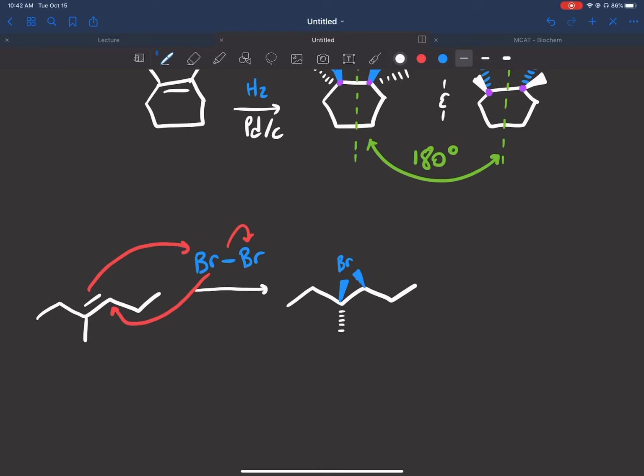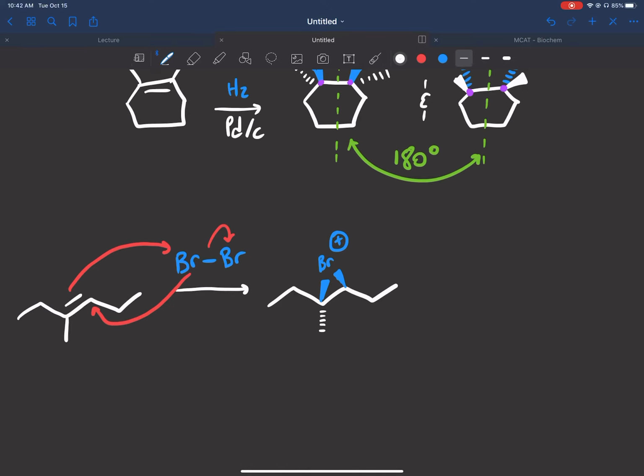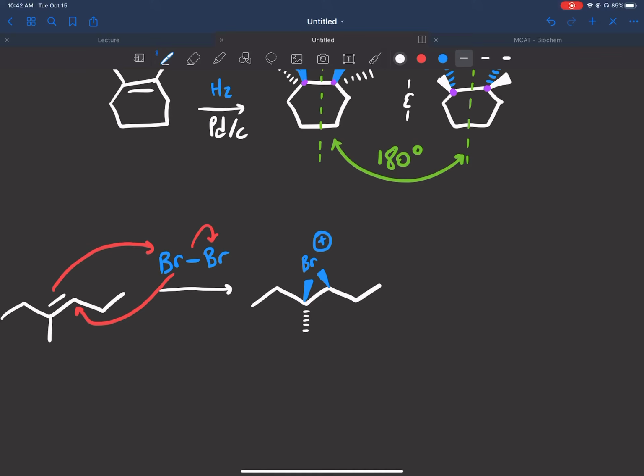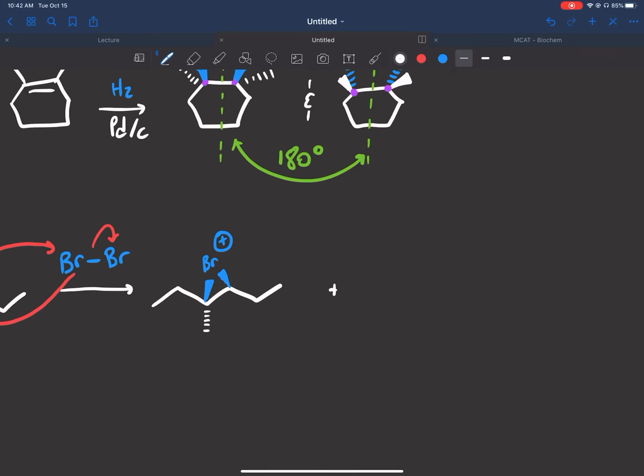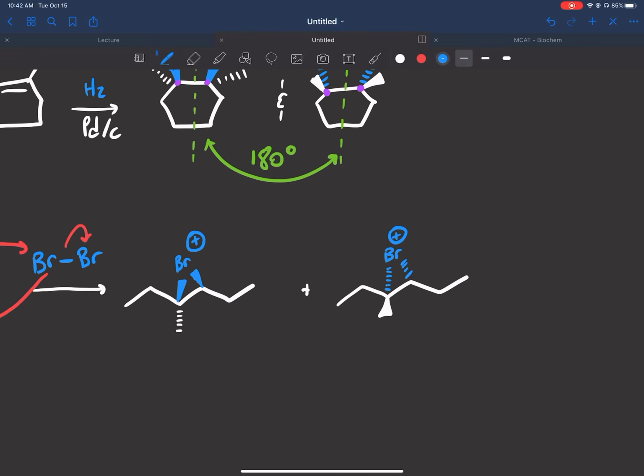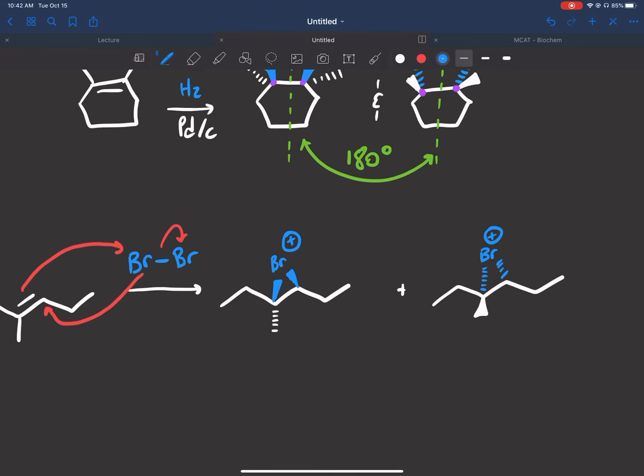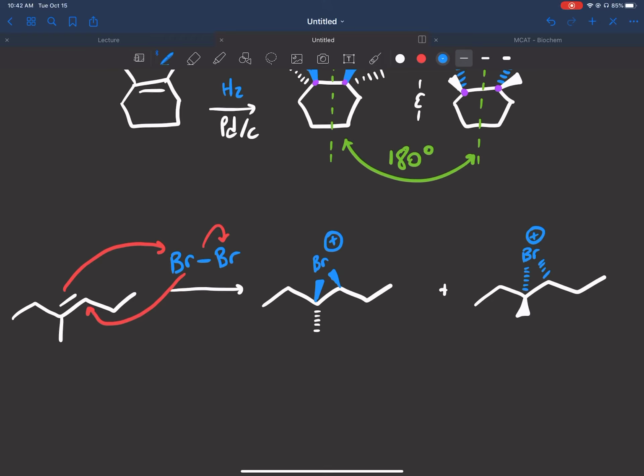So it's going to look like this, with the plus charge on the Br, okay? So you can see that the two bonds from the Br to the carbons have the same stereochemistry, both wedged. That's a very important thing to understand. They're both wedged. But we could have very easily had the other stereochemistry, where we get the bonds as dashed. Right? Again, there is no preference, so it's 50-50. Okay? So we get this happening here.